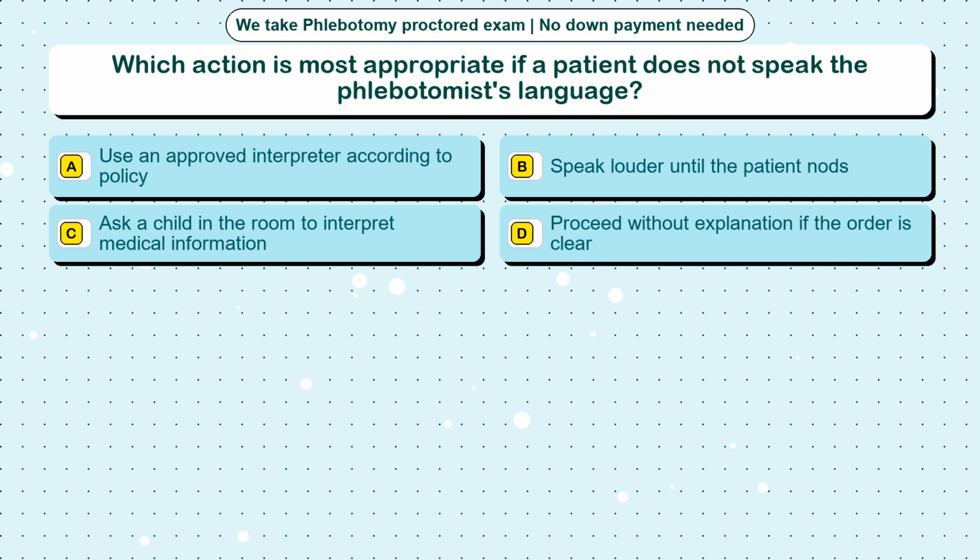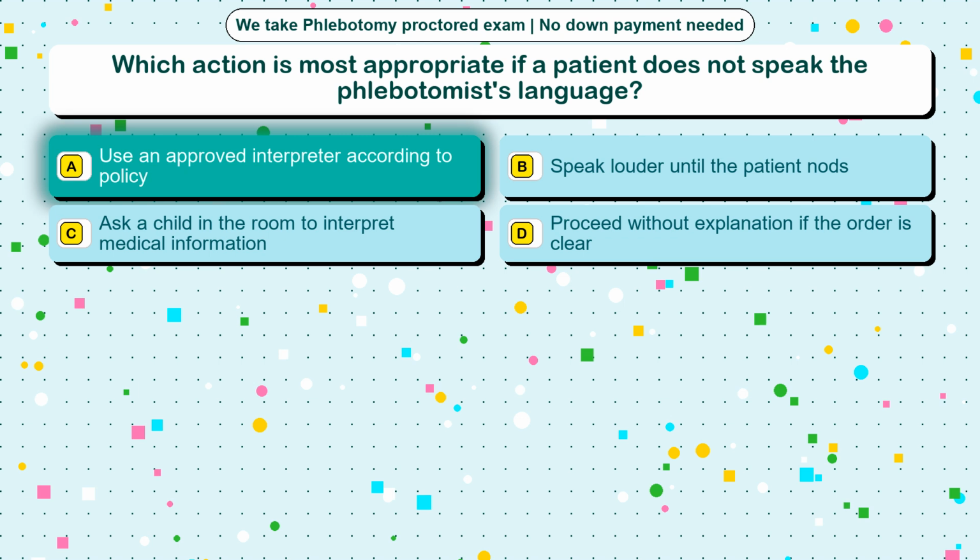Question 39. Which action is most appropriate if a patient does not speak the phlebotomist's language? Option A. Use an approved interpreter according to policy. Option B. Speak louder until the patient nods. Option C. Ask a child in the room to interpret medical information. Option D. Proceed without explanation if the order is clear.